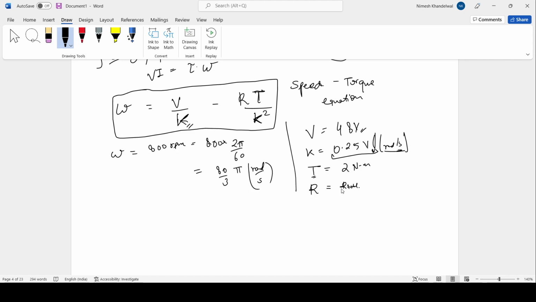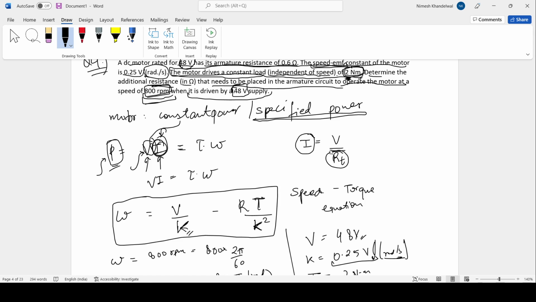Again, I told you, you want to modulate the current, and to modulate the current, the only choice that you have is to change the resistance, because you cannot change the supply voltage. It is fixed.